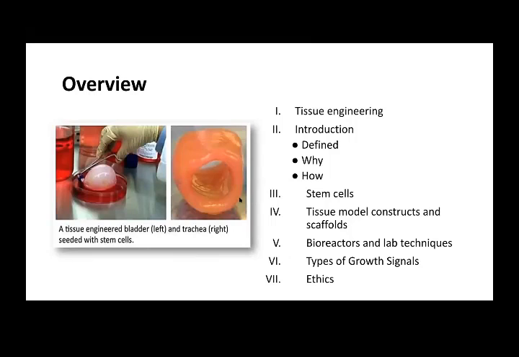So we'll be talking about introductory level of tissue engineering basically in this slide. Uske saath-saath, what are stem cells, tissue model constructs, bioreactors, lab techniques that are used or gone into tissue engineering, and along with that, types of signals that are used, growth signals specifically, and ethics as usual involved in everything.